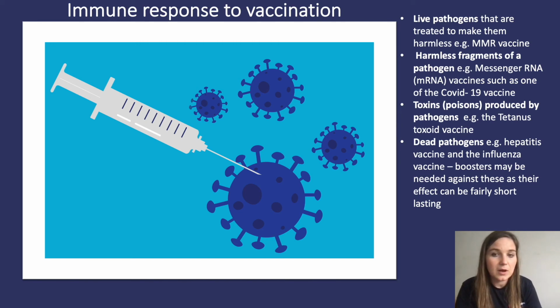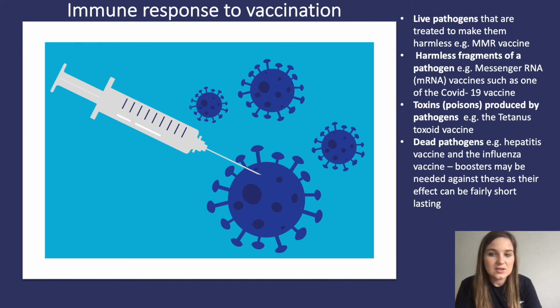They can be made from live pathogens that are treated to make them harmless, such as the MMR vaccine. Harmless fragments of a pathogen, for example, messenger RNA vaccines, such as one of the COVID-19 vaccines. Toxins, poisons produced by pathogens, such as the tetanus toxoid vaccine. Deadly pathogens, such as the hepatitis vaccine and the influenza vaccine. Boosters may be needed against these as their effect can be fairly short-lasting.